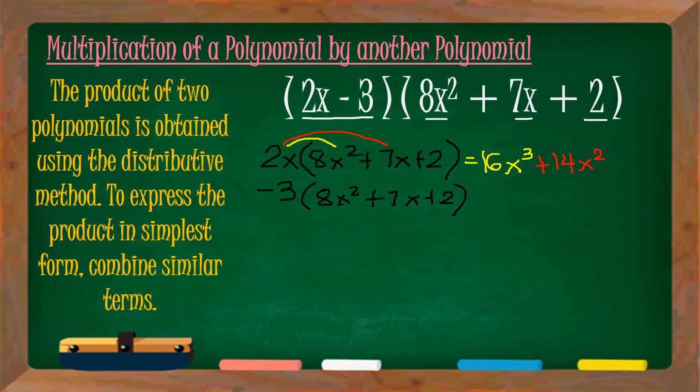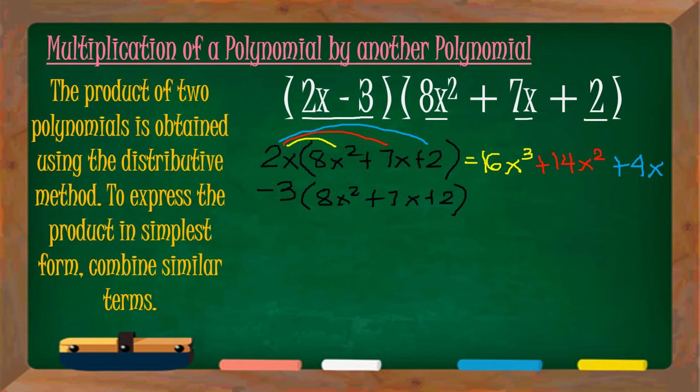Okay, next. We have 2x dun sa last term, which is the positive 2. So, positive times positive is also positive. 2 times 2 is equal to 4. And then the variable x. Sulat lang natin. Okay? So, kung paano yung ginawa kong kanina, yun din yung gagawin natin sa pangalawa.